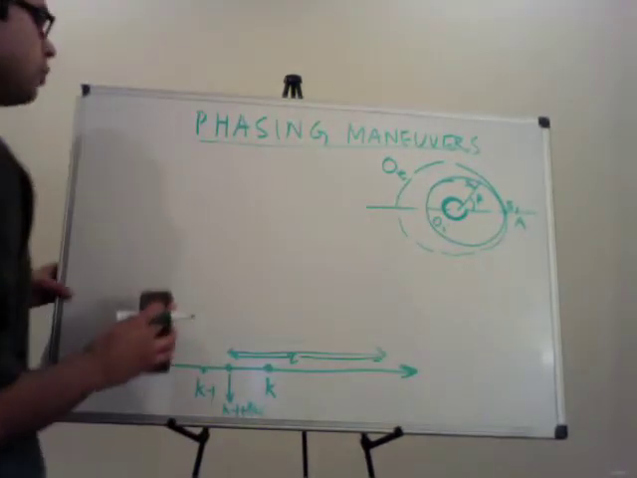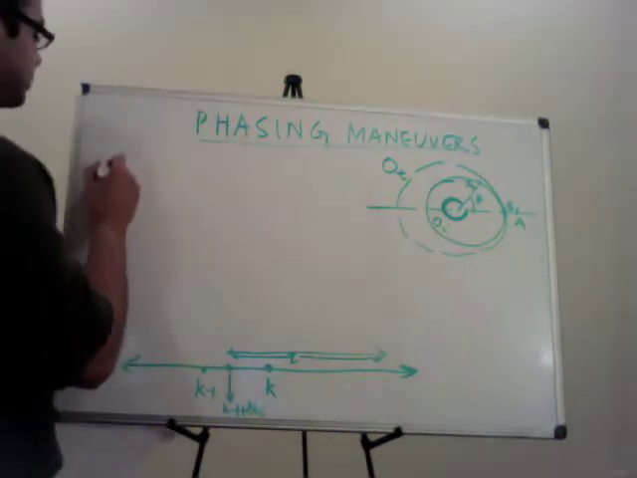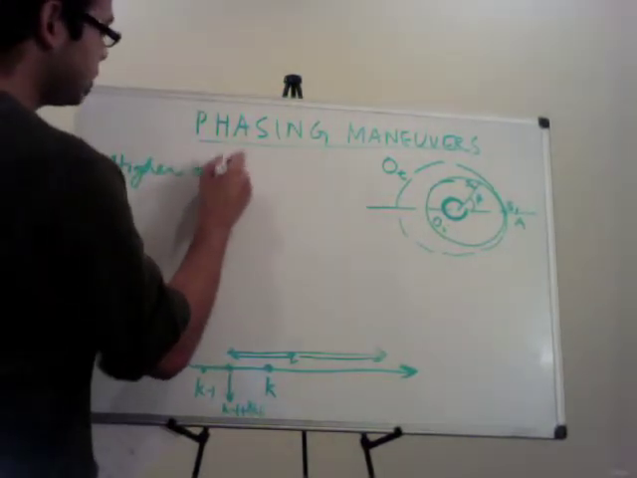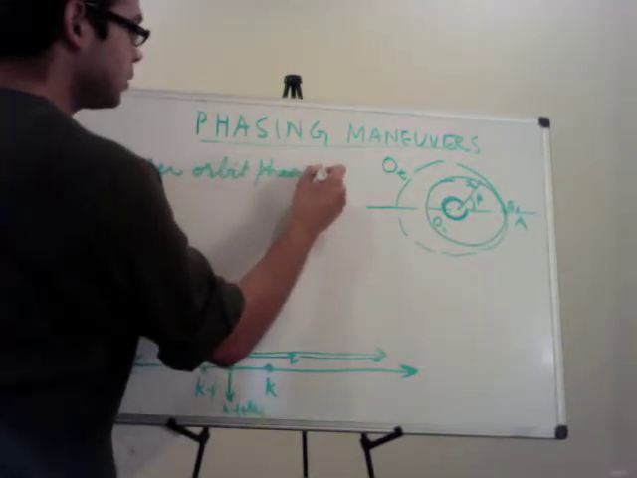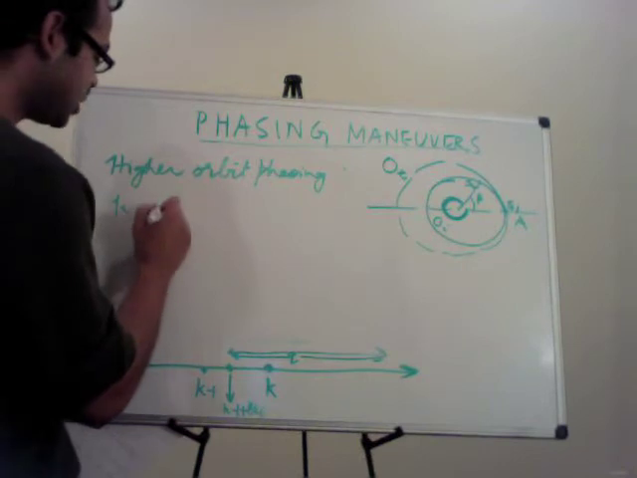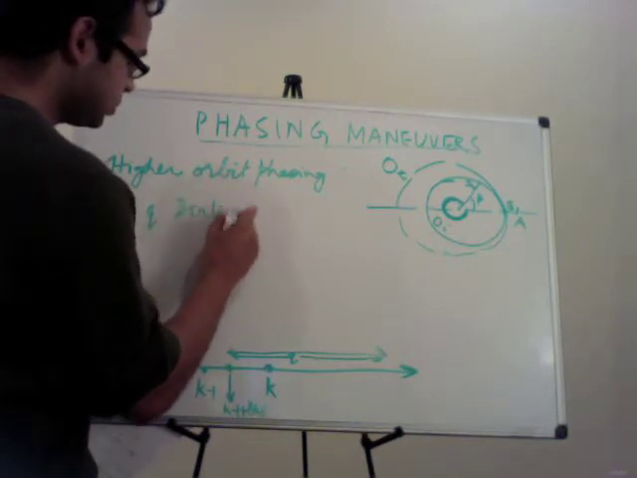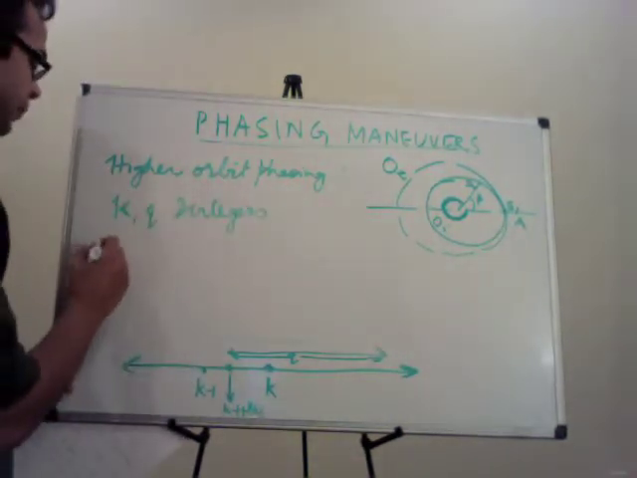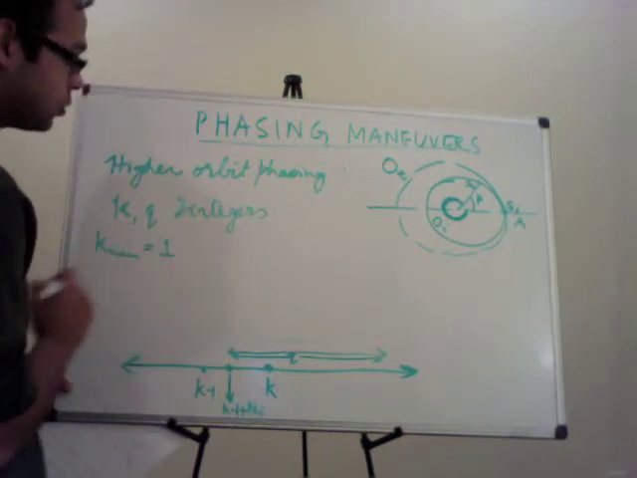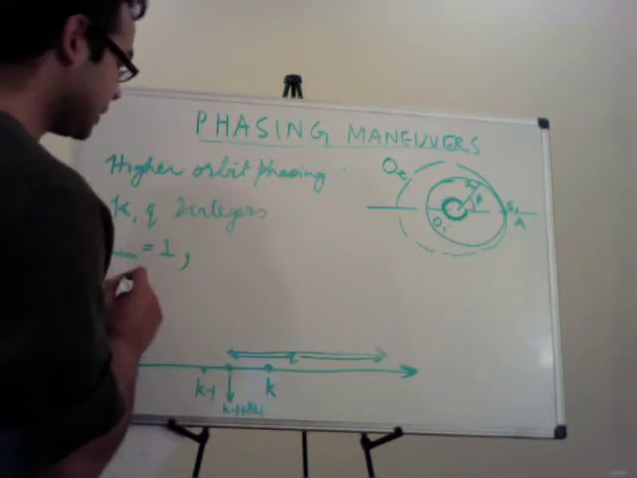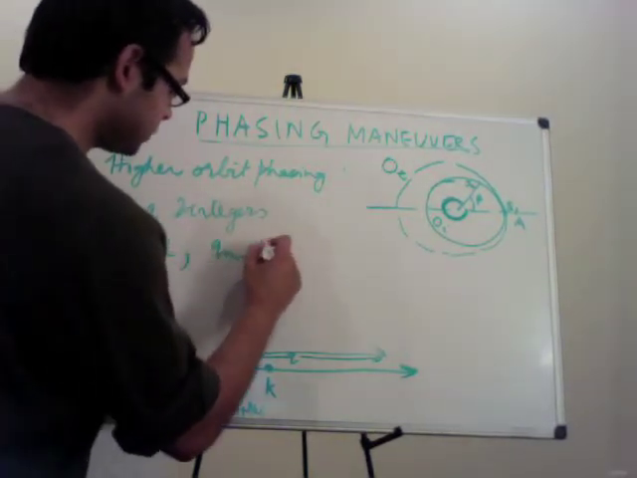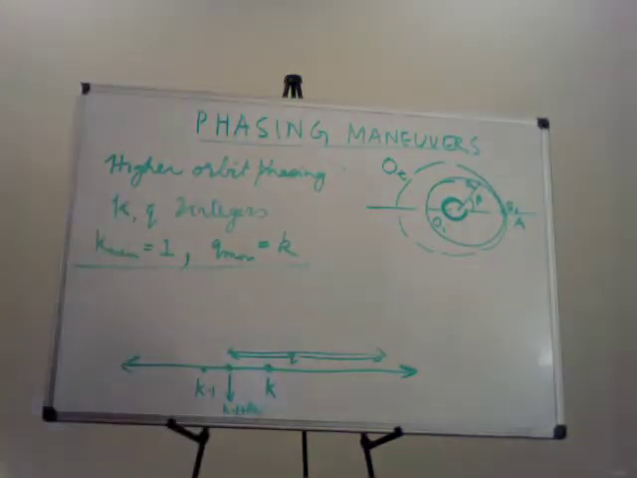Therefore, for this phasing maneuver involving higher orbit phasing, we have the following constraints. K and Q must both be integers. K min is equal to 1, of course. At least one orbit is needed on the transfer ellipse. And Q min, we just found, is equal to K. These are the constraints. So Q can actually be K, K plus 1, K plus 2, and so on. And you are free to pick Q and K so long as you satisfy these constraints.